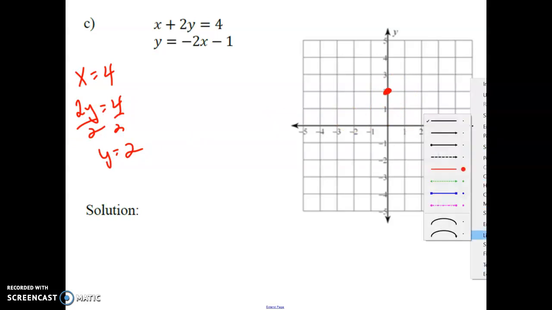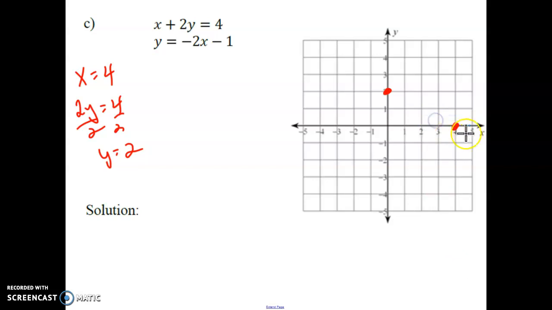What we were seeing on yours as assessments before our time off here is that a lot of you are still getting mixed up between standard form and slope-intercept form. You need to really pay attention to whether that y is alone or not. If the y is alone, then you're going to use rise over run. If the x and y are on the same side, then you need to do the cover-up method.